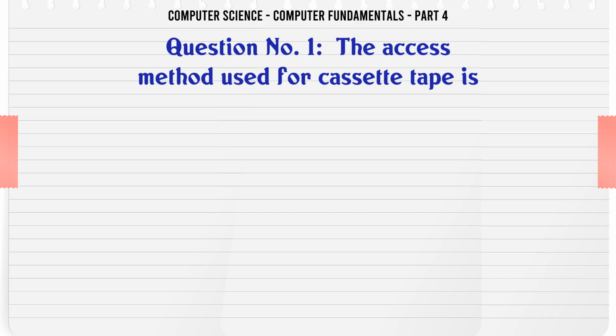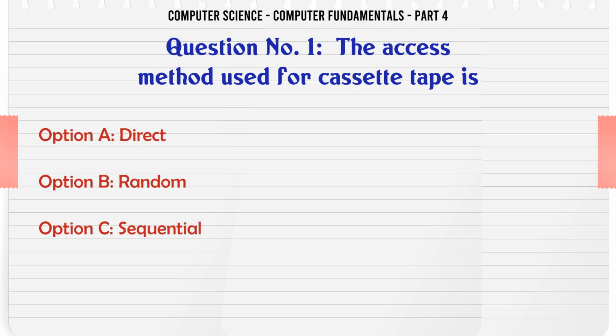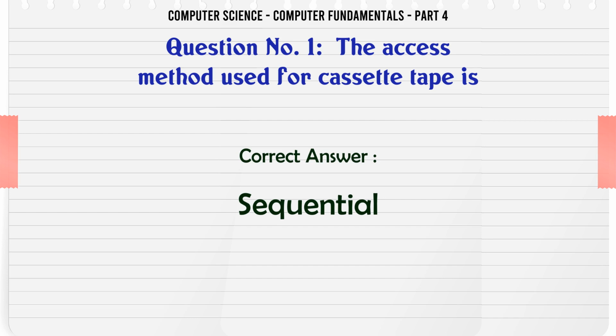The access method used for cassette tape is A. Direct, B. Random, C. Sequential, D. All of the above. The correct answer is sequential.